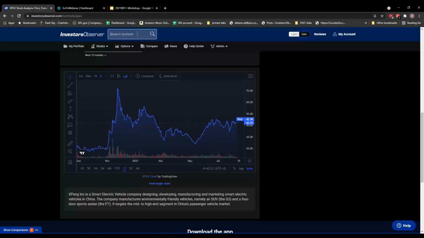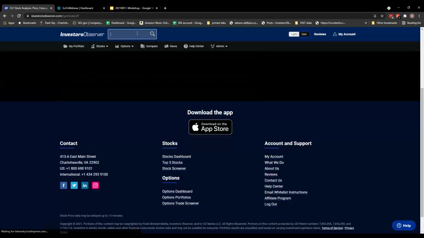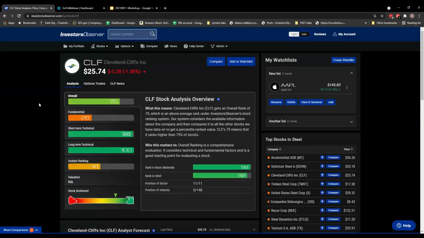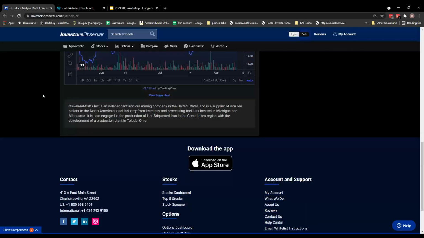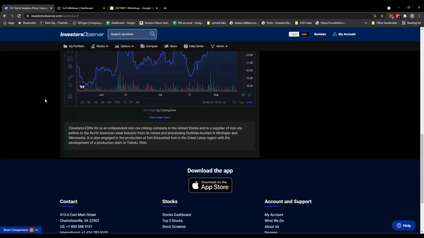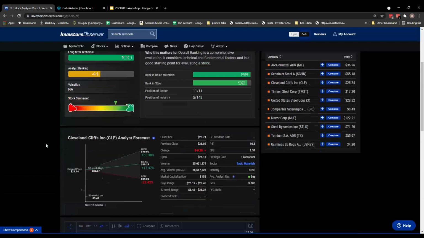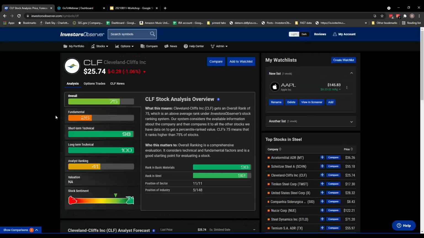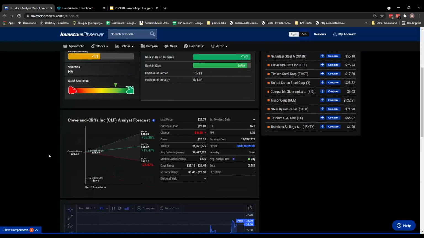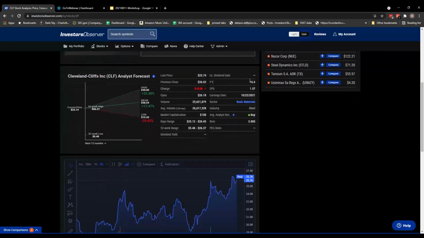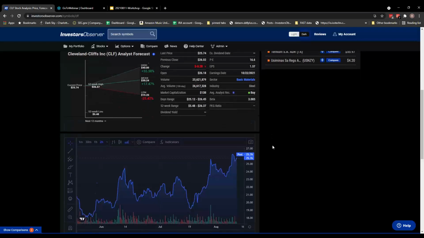Question about CLF. All right, Cleveland Cliffs does, I think, iron ore. They used to do coal, but I think they got rid of the coal piece, and so it's just iron ore now. But it's been pretty hot recently. But the price to earnings ratio still doesn't look terrible.